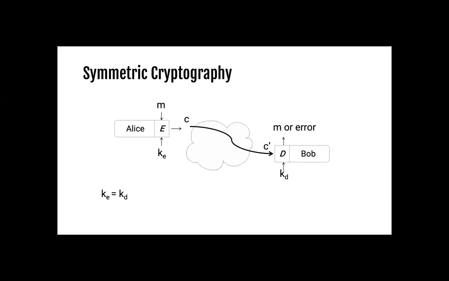And a good crypto should guarantee that when Alice sends a cipher text C to Bob, and when Bob decrypts this cipher text, Bob should either successfully decrypt it to get the original plain text M, or detect that there's an error.